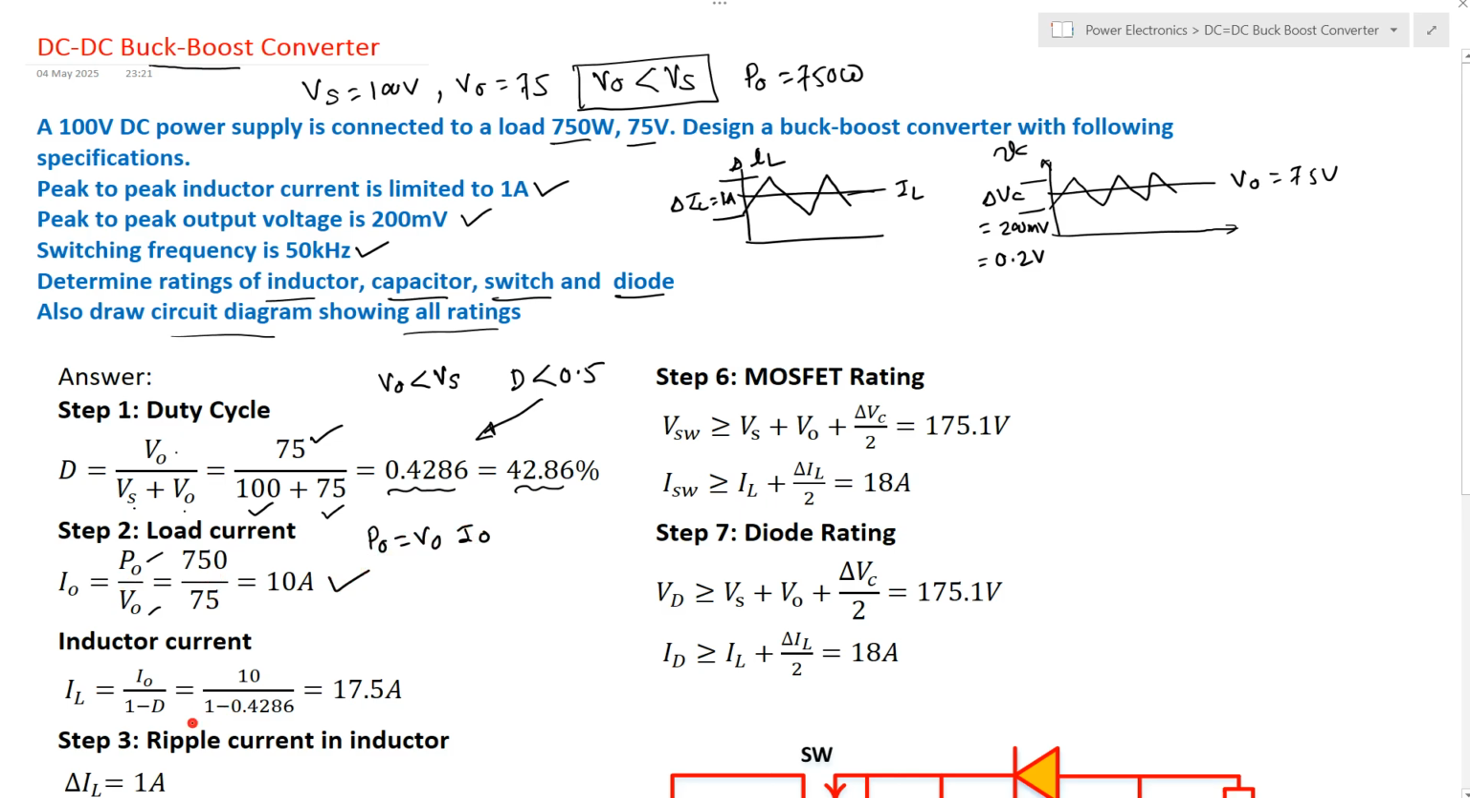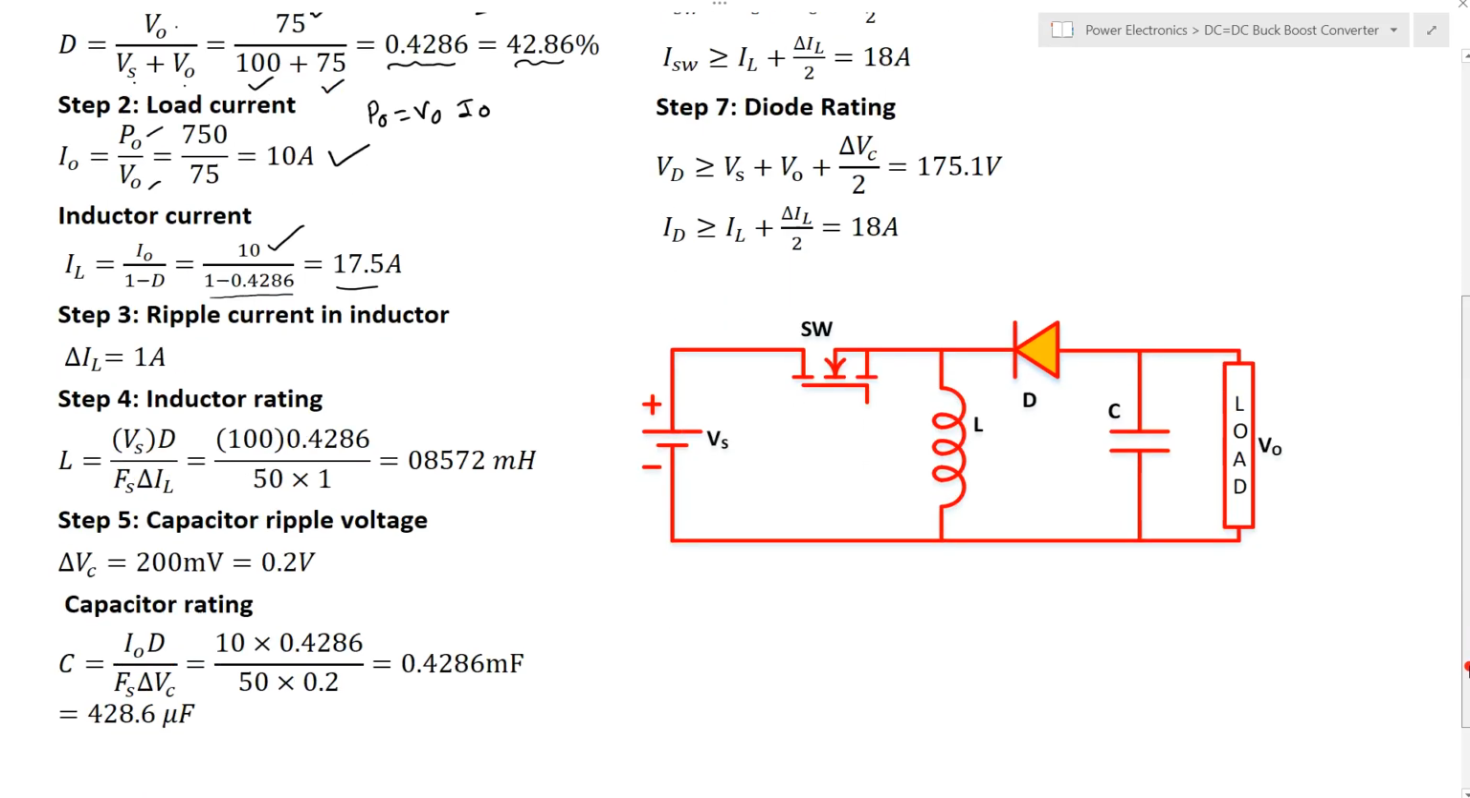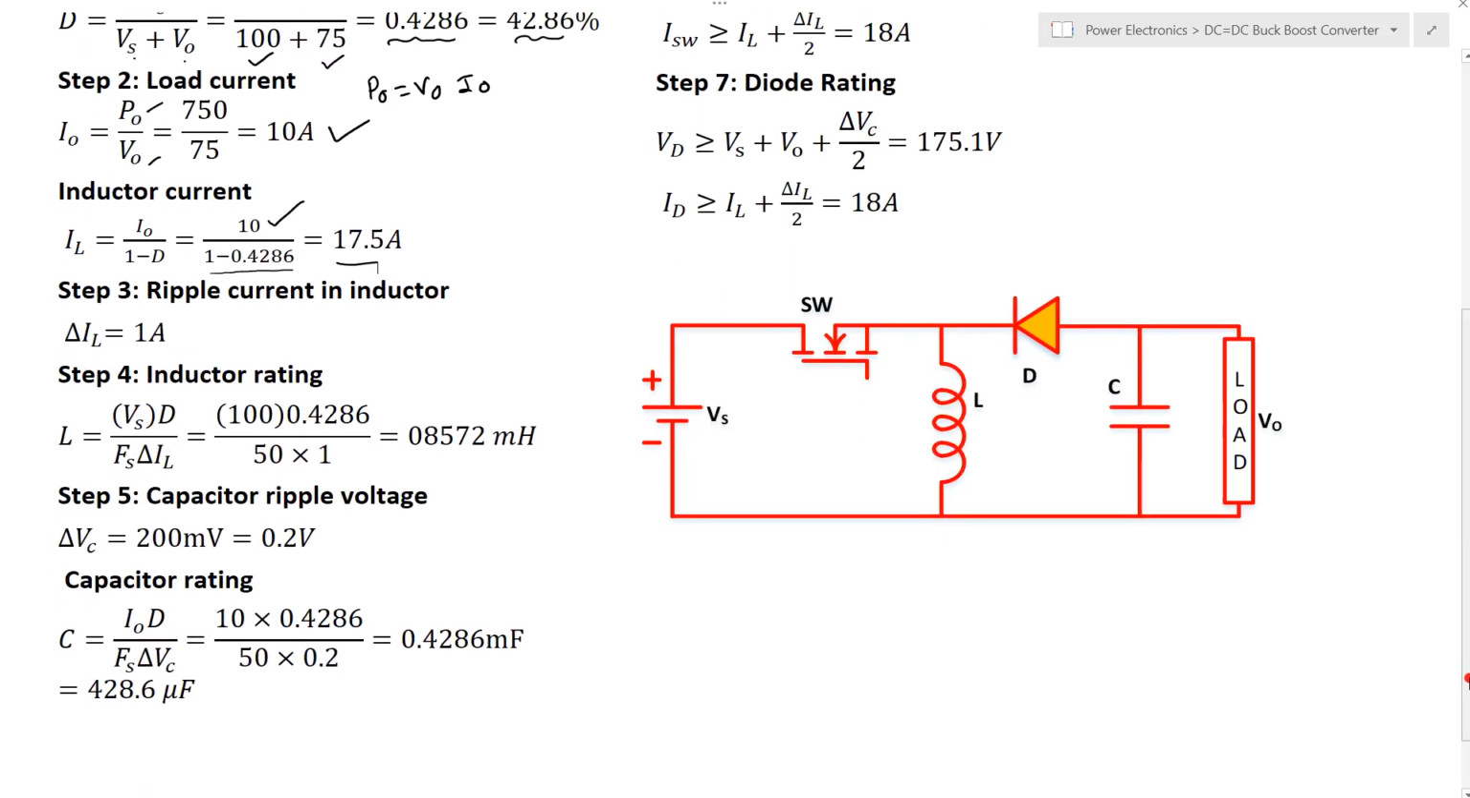Now let us calculate the inductor current. The current through the inductor is equal to I0 upon 1 minus D. So I0 value is 10 ampere upon 1 minus 0.4286. So that current is coming to 17.5 ampere. Such a large value of current is flowing through the inductor, almost 7.5 ampere greater than the load current. Now let us calculate the ripple in the inductor.